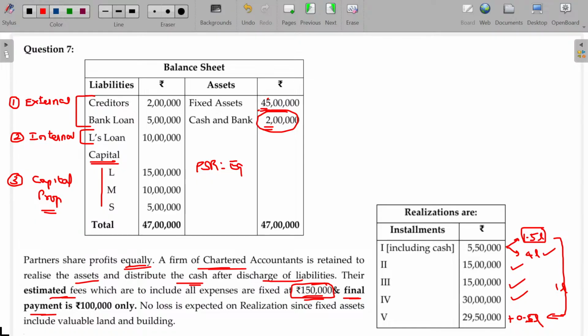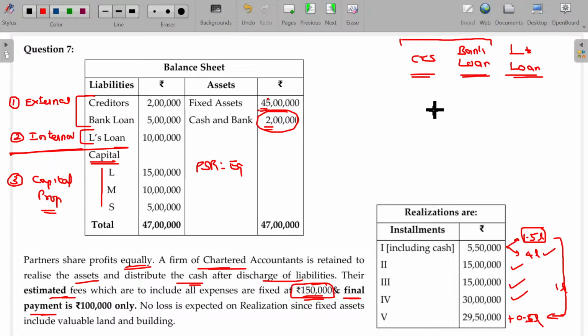Let me first finish off repayment of these three. Thereafter, I can go with capital. Okay, creditors, bank loan, and then partner's loan. First priority goes to creditors and bank loan because they are external liabilities. Then you have to make the payment to partner's loan, which is an internal liability. What is the balance we have?